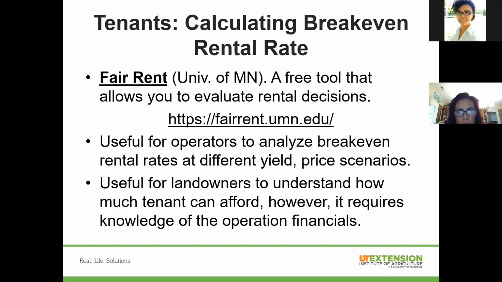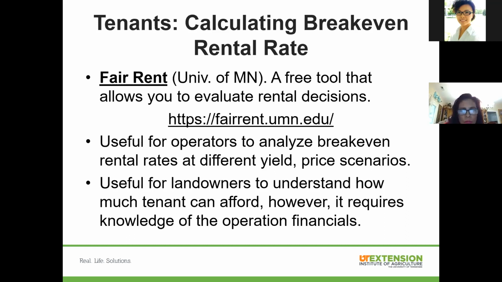Then the tenant. We talk a lot about cost of ownership. For tenants, it's really important for you to know what your break-even rental rate is. Most of our row crop producers know that, and they have a good idea of their cost of production, but not just row crop. Cattle producers, greenhouse, or produce producers, you also need to calculate your break-even rental rate, and to have that available so you know what you can afford.